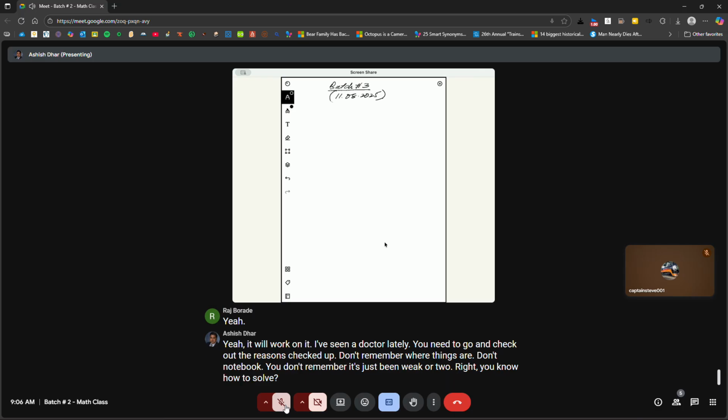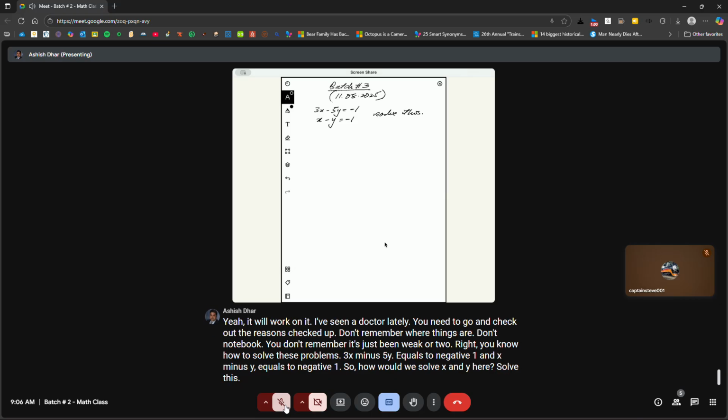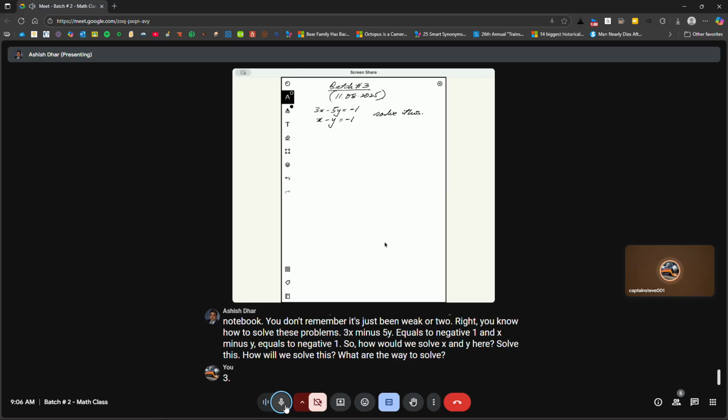Right. Do you know how to solve these problems? 3x minus 5y equals -1 and x minus y equals -1. So how would we solve x and y here? Solve this. How will we solve this? What is the way to solve it?